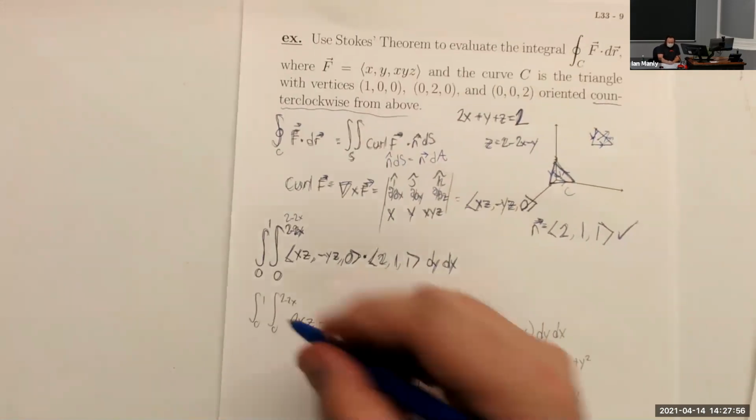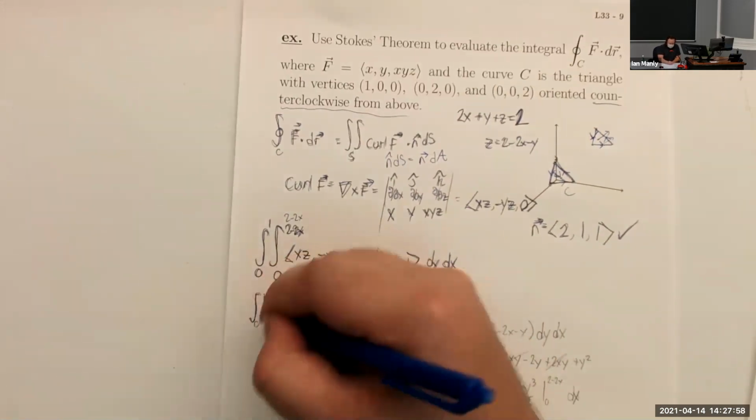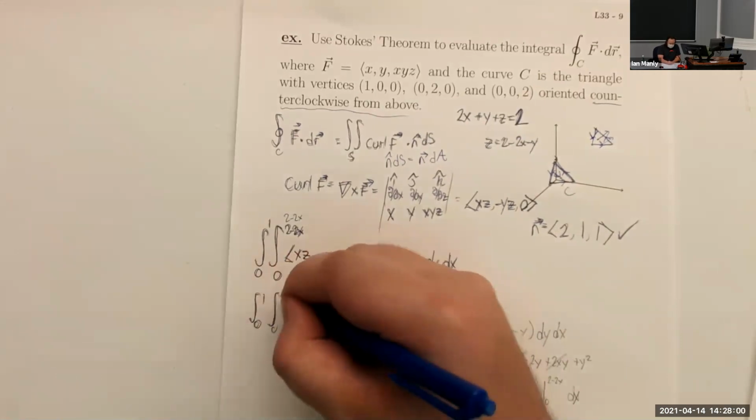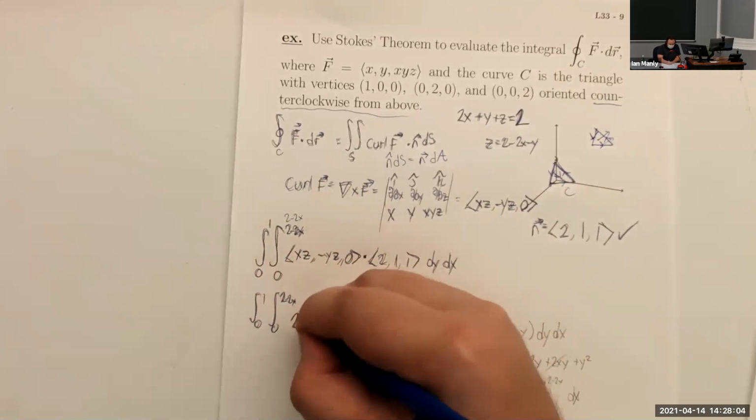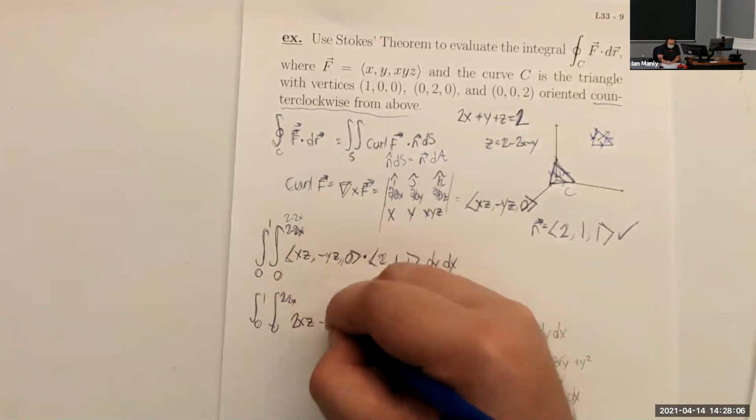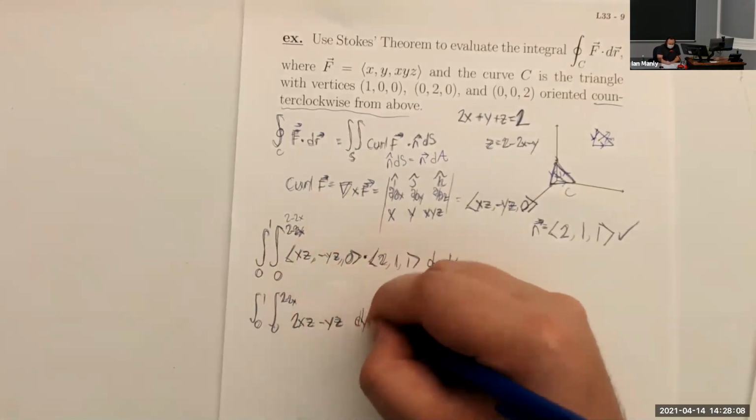Now, let me write it. I want to make sure people have time to write it. 2xz minus yz dy dx.